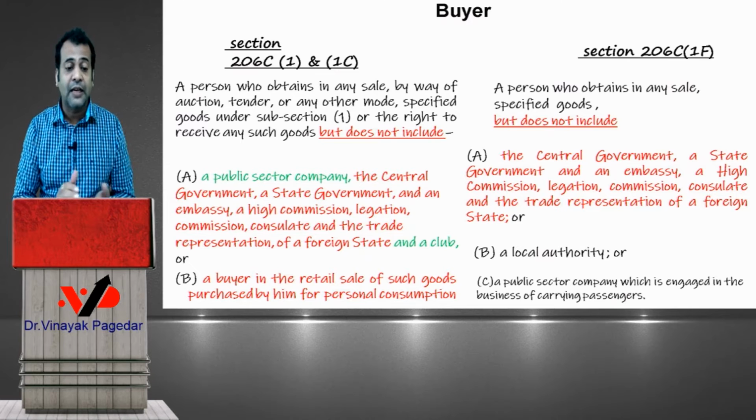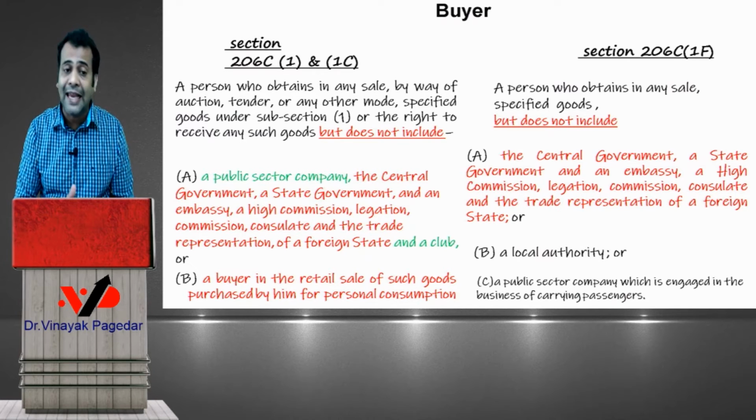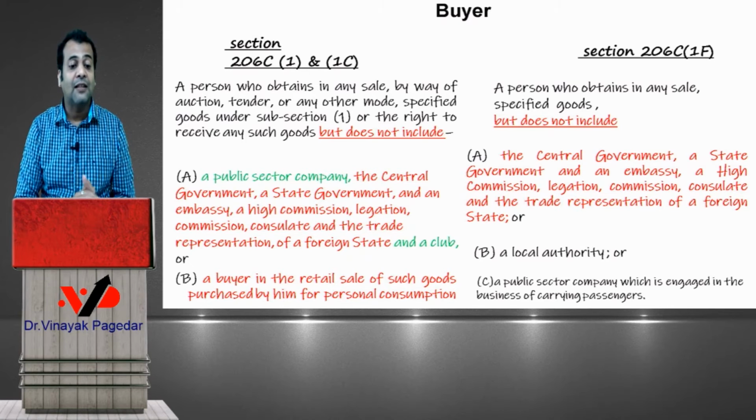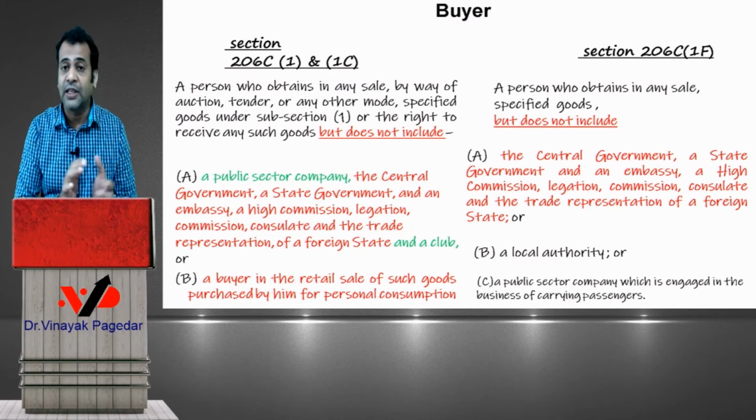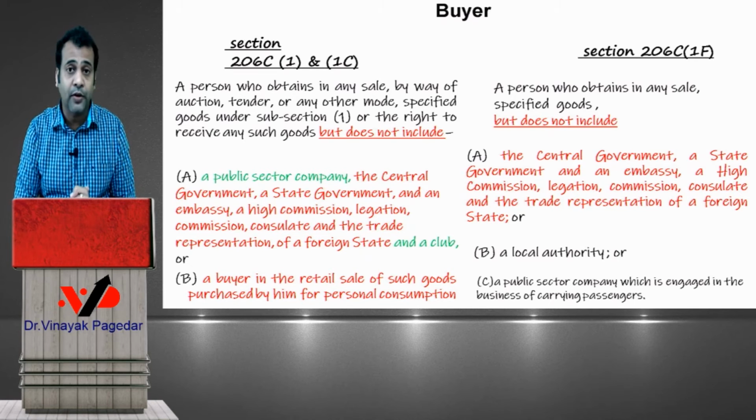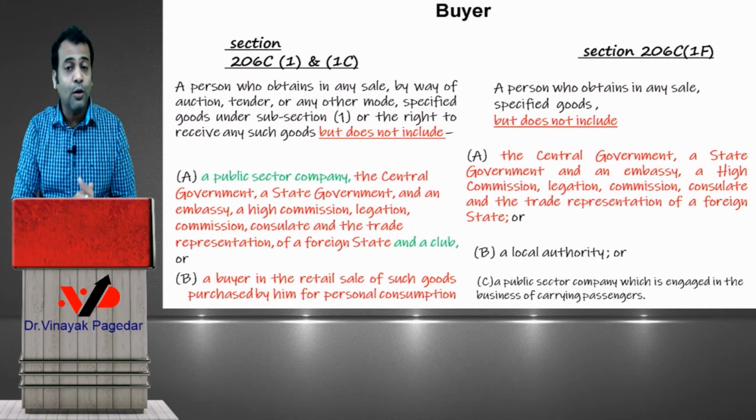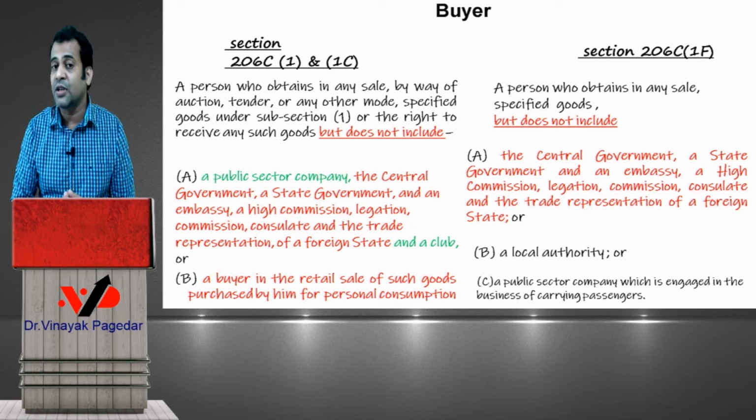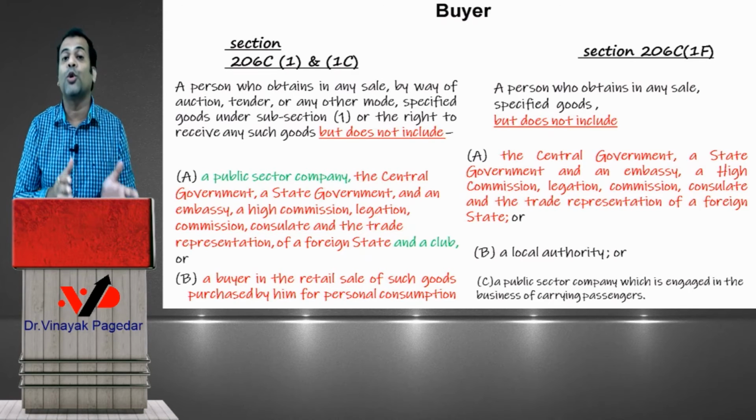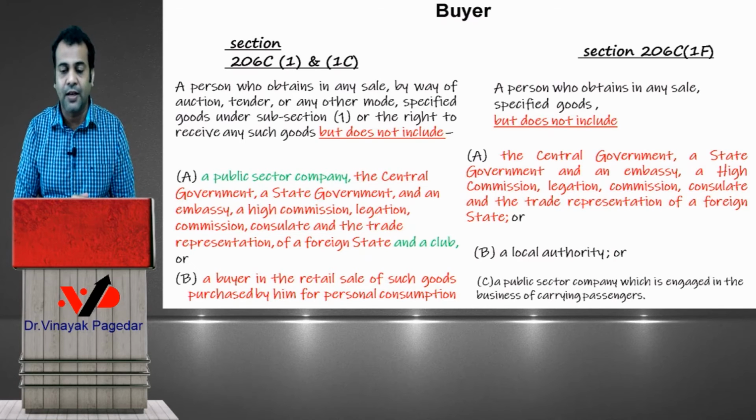So a public sector company, central government, state government, an embassy, high commission, legation, commission, consulate, and the trade representation of a foreign state and a club. Remember, from these buyers, no TCS will be collected even if the sale is of notified goods. Furthermore, a buyer in retail sale of such goods purchased by him for personal consumption. So when I go to the local liquor store and buy myself a bottle of Paul John Bold, remember no TCS is charged from me, because I am a buyer who's purchasing it in retail sale and I am going to use such goods for personal consumption. I am not going to trade in liquor. So I hope this is very clear.